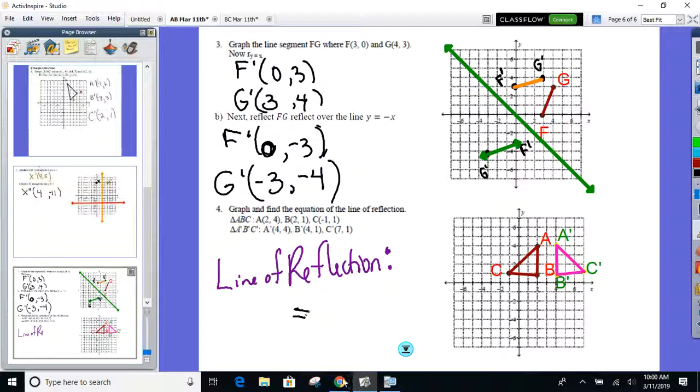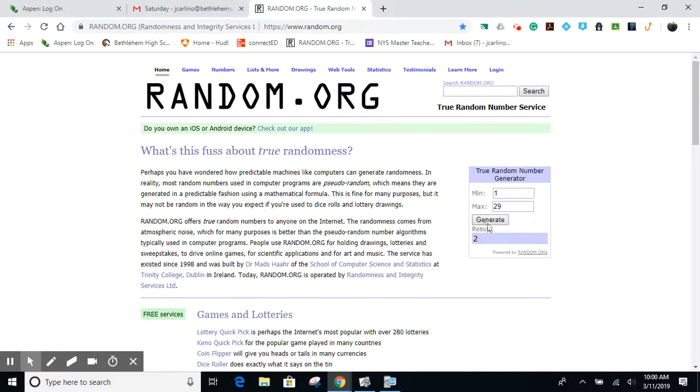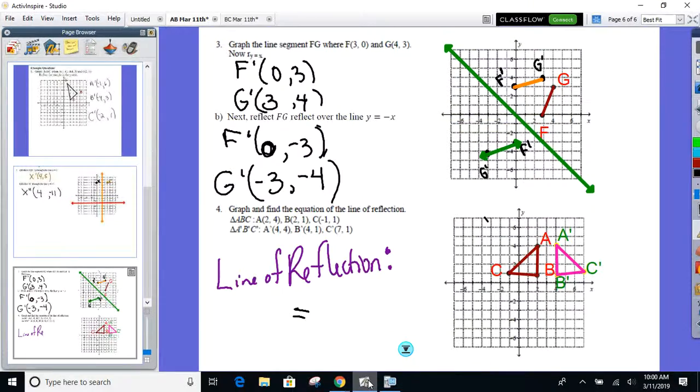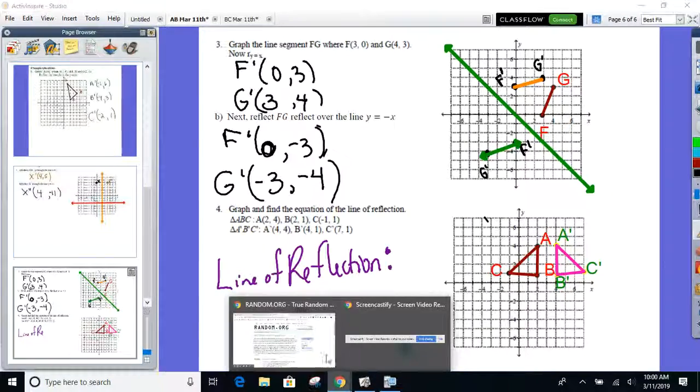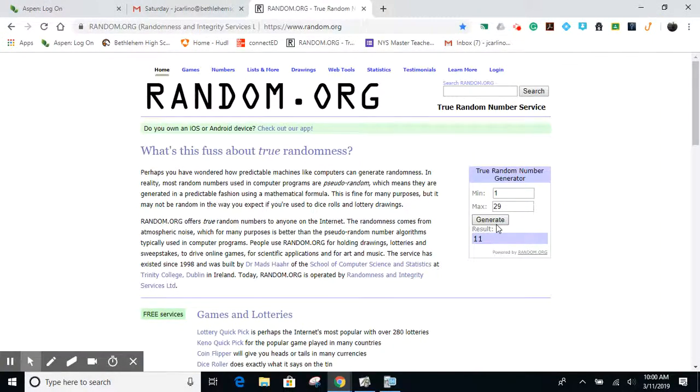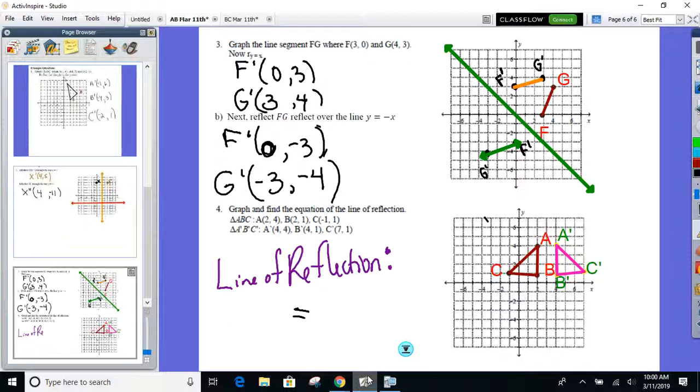All right, what line were we reflecting over? 23? 11? X equals 3. Yep. Why'd you pick x equals and not y, Fiona? Just a quick question. There you go. It was a vertical line, so that's why it was x versus y.